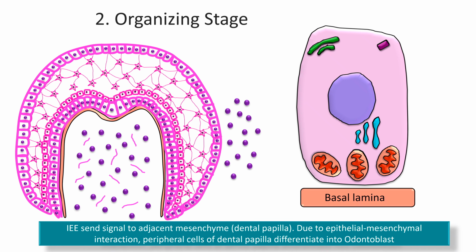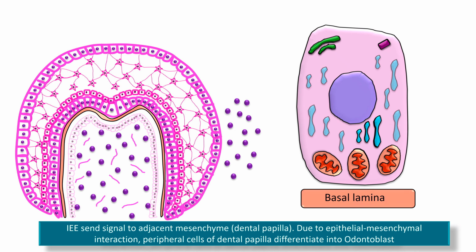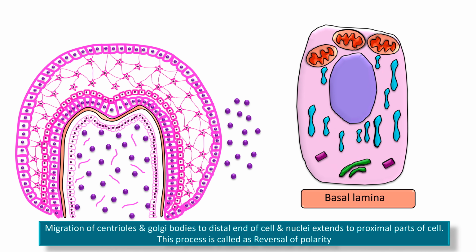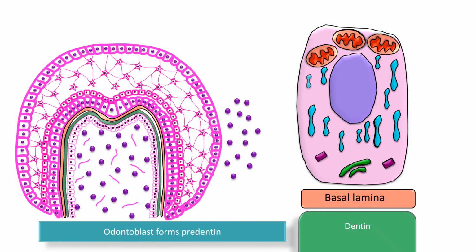Then the second stage is the organizing stage, in which the inner enamel epithelium sends signals to the adjacent mesenchyme, which is the dental papilla. Due to this epithelial and mesenchymal interaction, the peripheral cells of the dental papilla differentiate into odontoblasts. These are the odontoblasts. Migration of centrioles and Golgi bodies to the distal end of the cell, and nuclei extend to the proximal part of the cell. This process is called reversal of polarity. Due to this, the odontoblast lays down the predentin.